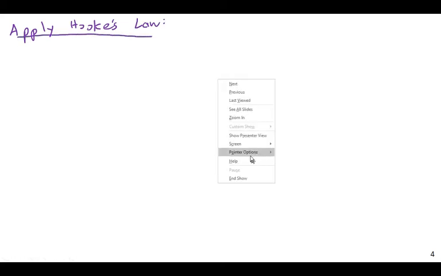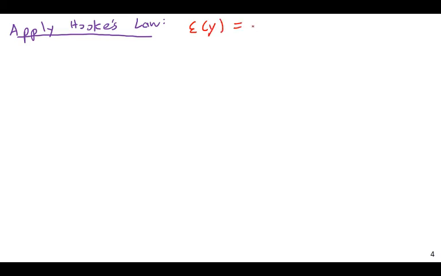Okay. So next I will apply Hooke's law. I listed it before, but now I actually wish to apply it. Not to be confused with Captain Hook's law, which is something different entirely. Strain as a function of y is equal to negative y over rho.